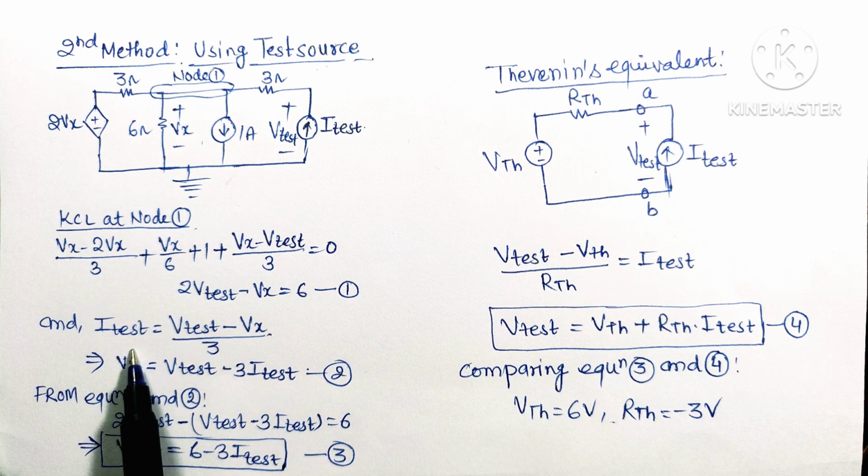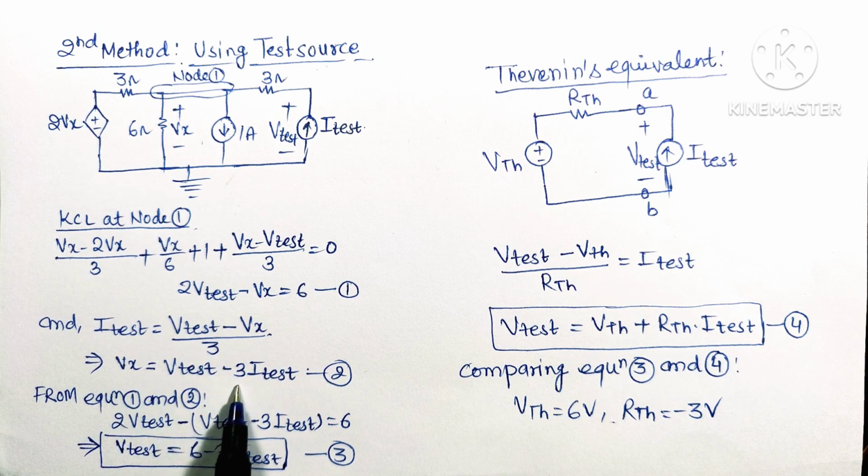And I test can be calculated from the circuit, that is (V test minus Vx) upon 3. So it is written here. By solving it, we can write Vx is equal to V test minus 3 I test. Assume it equation number 2. If we solve equation number 1 and equation number 2, then we can find out V test is equal to 6 minus 3 I test. Assume it equation number 3.